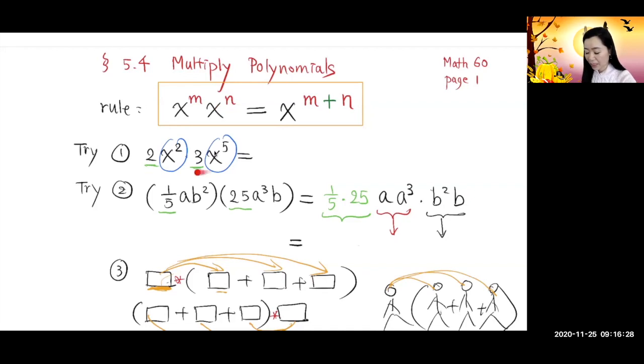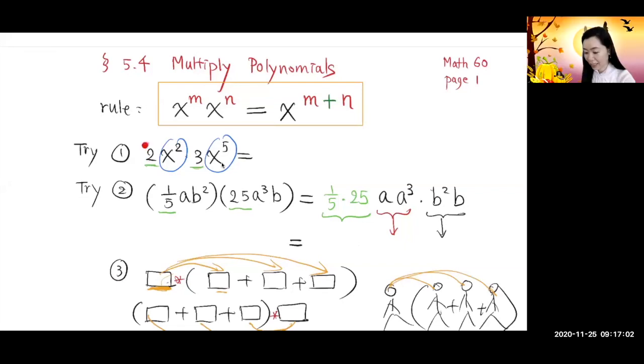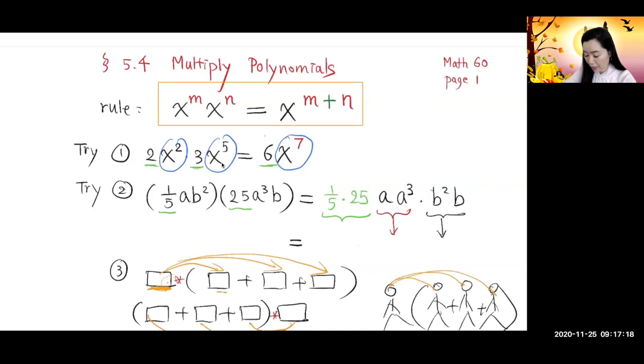So let's try to do this together. 2x to the second power times 3x to the fifth power. So what would that be? Over here, you multiply the numbers first. 2 times 3 makes 6. And then x to the second times x to the fifth will be x to the 7. This part is x to the second times x to the fifth power, and you add the two exponents.